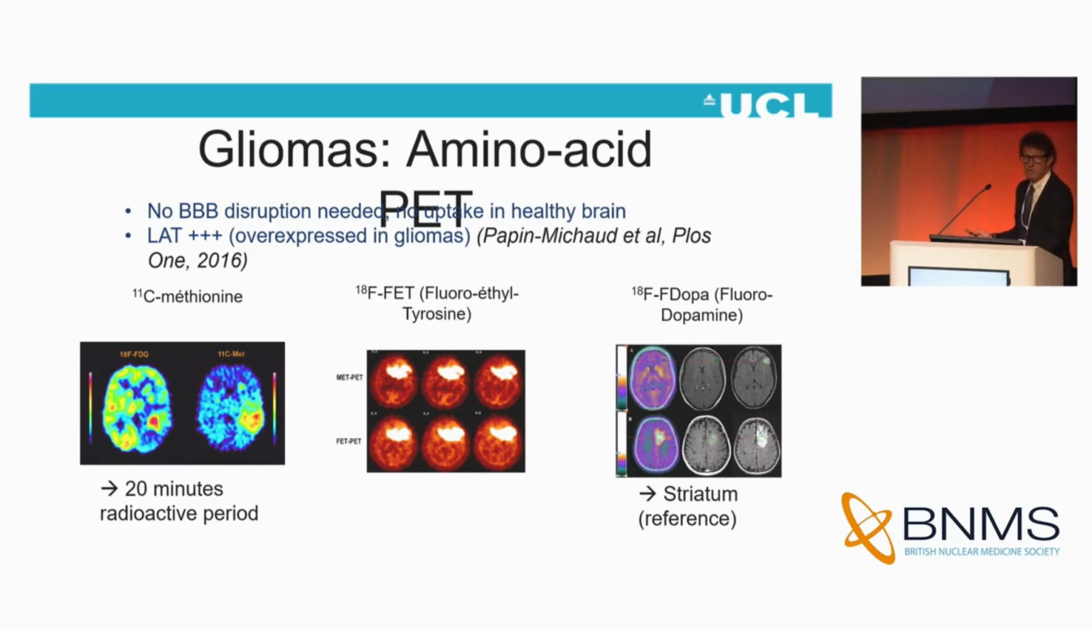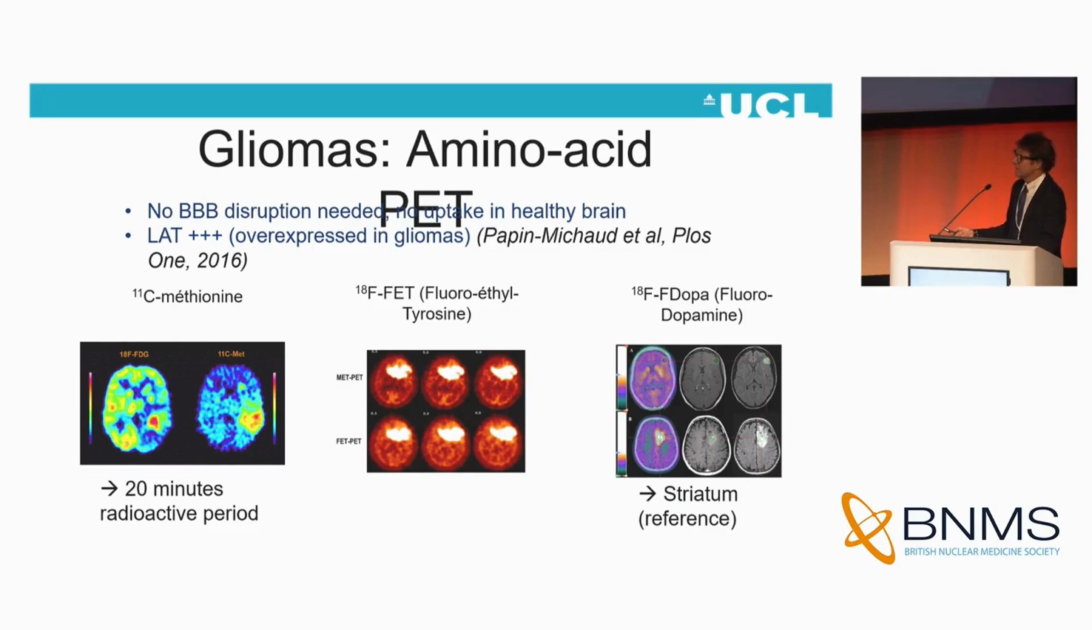Methionine, which is a fantastic tracer. The only problem is that it's a carbon-11, so it requires a cyclotron facility. And because of the half-life, of course, there is some problem related to quite high background activity, but it's definitely a very useful tracer.